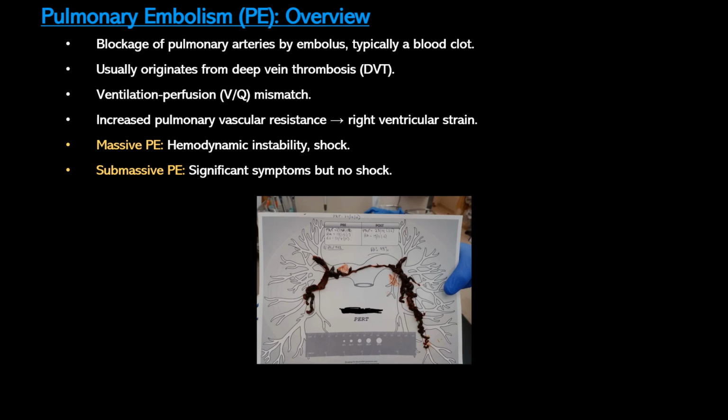PE is classified based on severity. A massive PE, where the patient exhibits hemodynamic instability, and submassive PE, with significant symptoms but no immediate signs of shock.